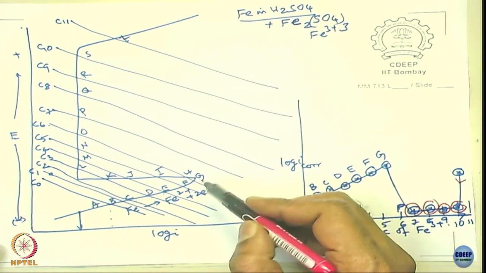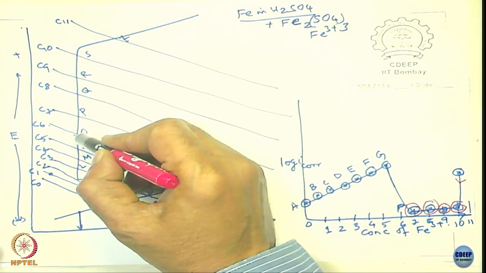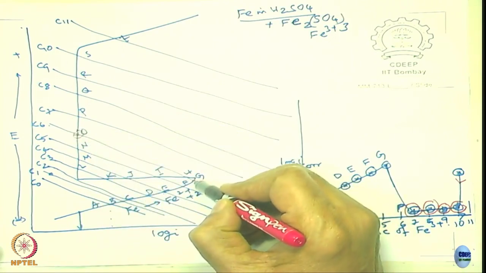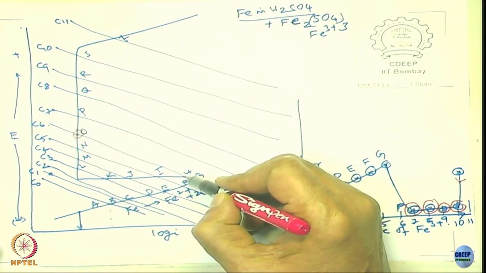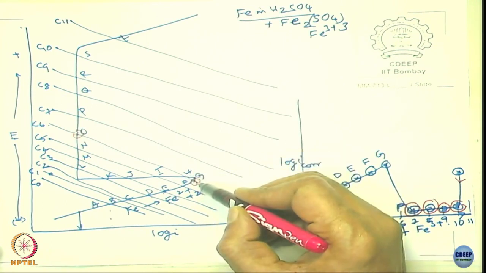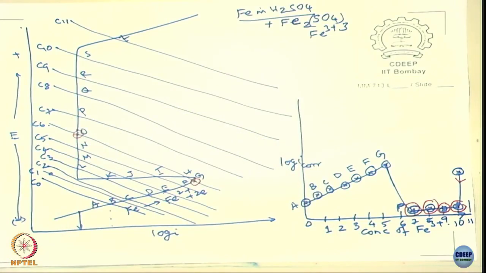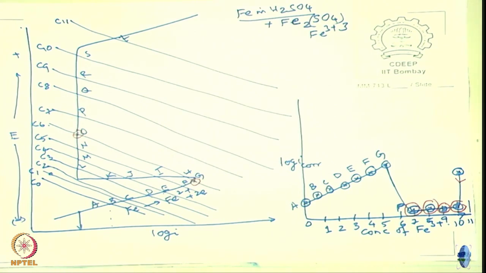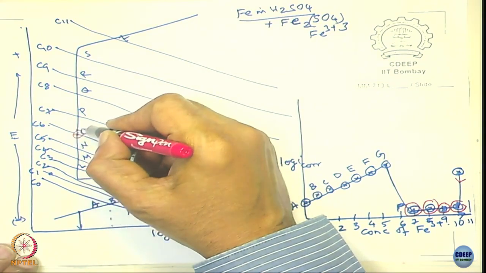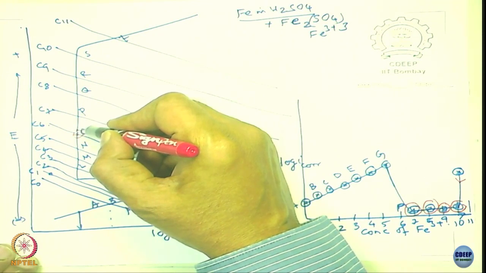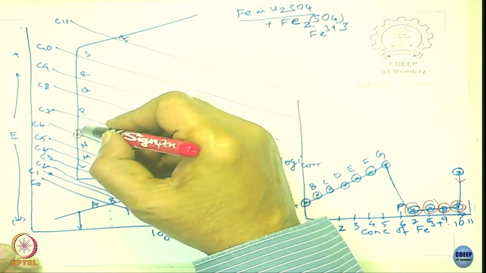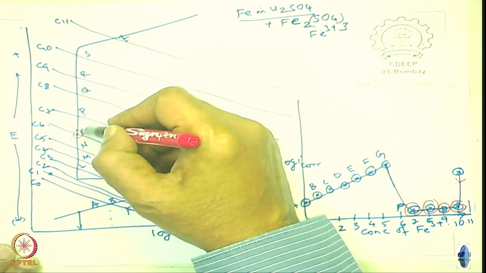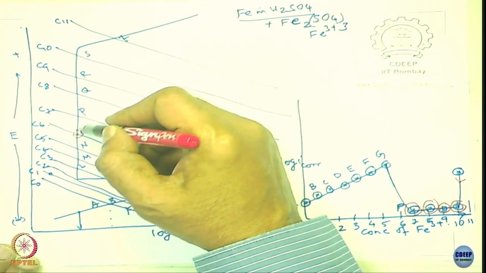At C6, you have the options of having Ecorr decided by this point or decided by this particular point. I have two, and this H is an unstable point, we do not worry about it. And you can have either Ecorr here or here. How do you decide whether the Ecorr will remain here or will come over here? Do you think the Ecorr will remain here? Or do you think it will shift to this place? It will remain there because to maintain this anodic reaction, you do not need more oxidizer.